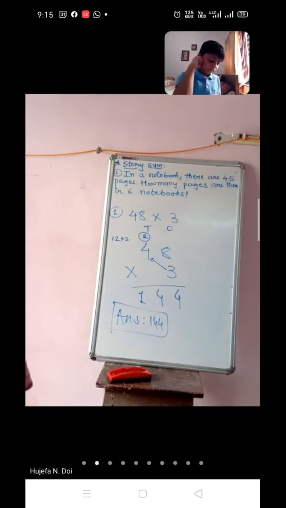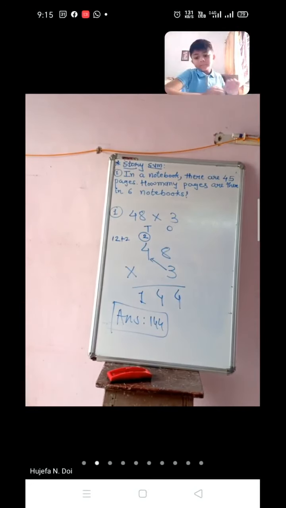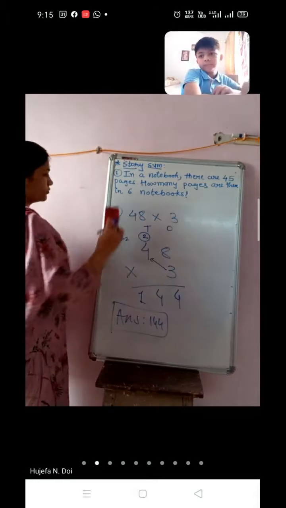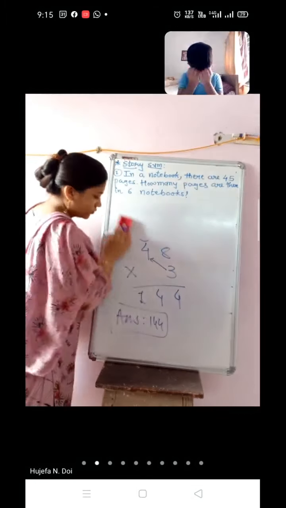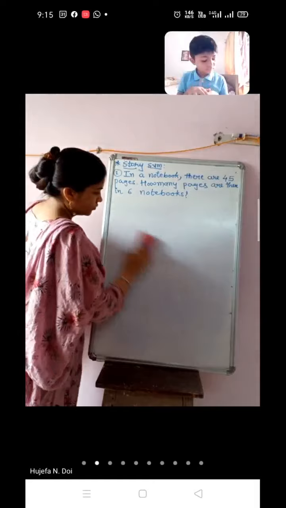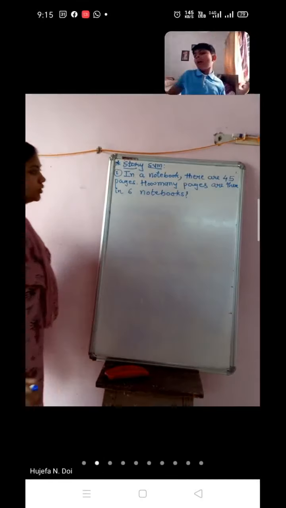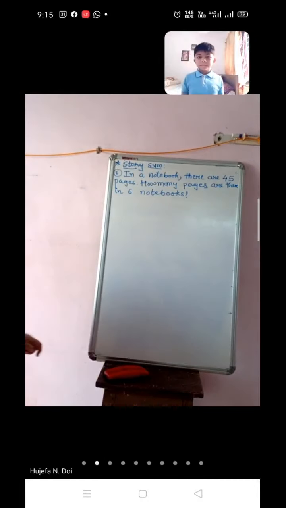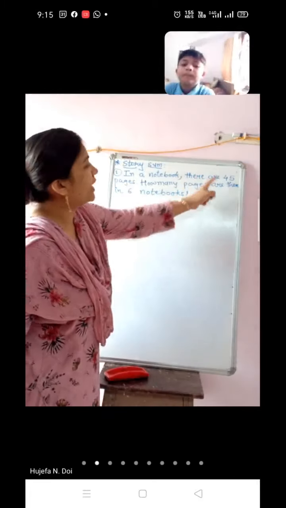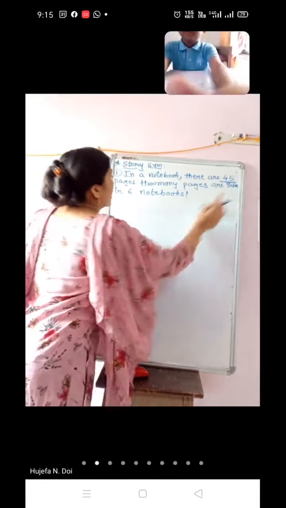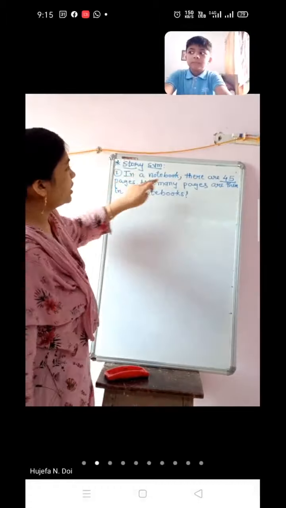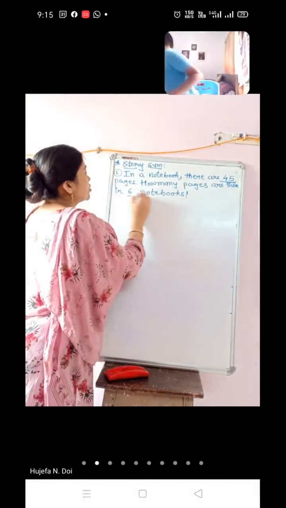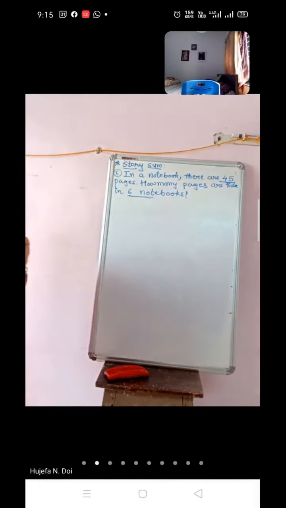Abhi aapko kya karna hai? 6 notebooks ke pages find karne hain. Remember student, this is the story sum, so you have to write down the sentences. Okay. Again, in a notebook, there are 45 pages. Underline, how many pages are there in 6 notebooks? Underline also, 2 numbers are there.